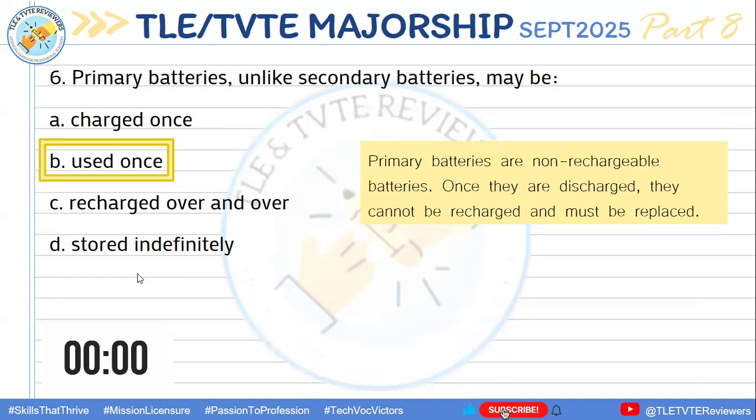For letter A, charged once, primary batteries cannot be charged at all. Letter C, recharged over and over. This describes secondary batteries like lithium-ion or NiMH. Letter D, stored indefinitely. While some primary batteries have a long shelf life, they cannot be stored forever without degrading. So the answer is letter B, used once.